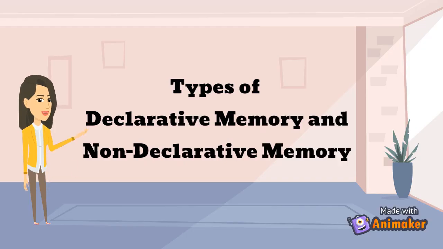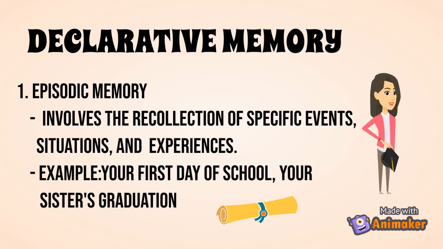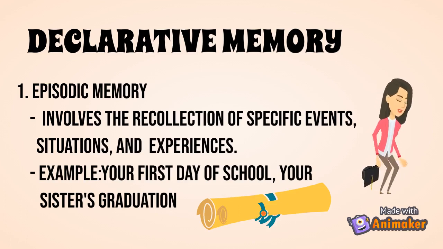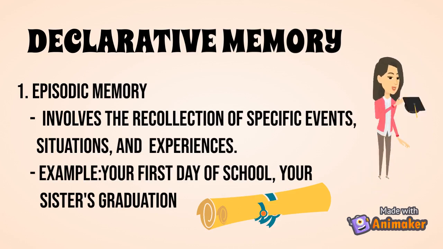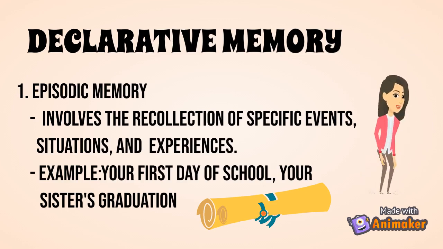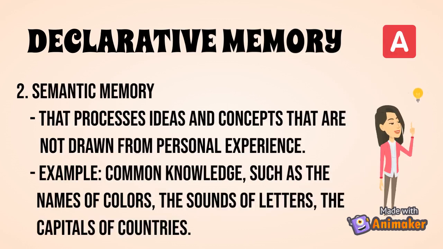Types of declarative memory and non-declarative memory. There are several types of declarative memory. Firstly, episodic memory involves the recollection of specific events, situations, and experiences. Example: your first day of school, your sister's graduation. Secondly, semantic memory processes ideas and concepts that are not drawn from personal experience. Example: common knowledge, such as the names of colors, the sounds of letters, the capitals of countries.